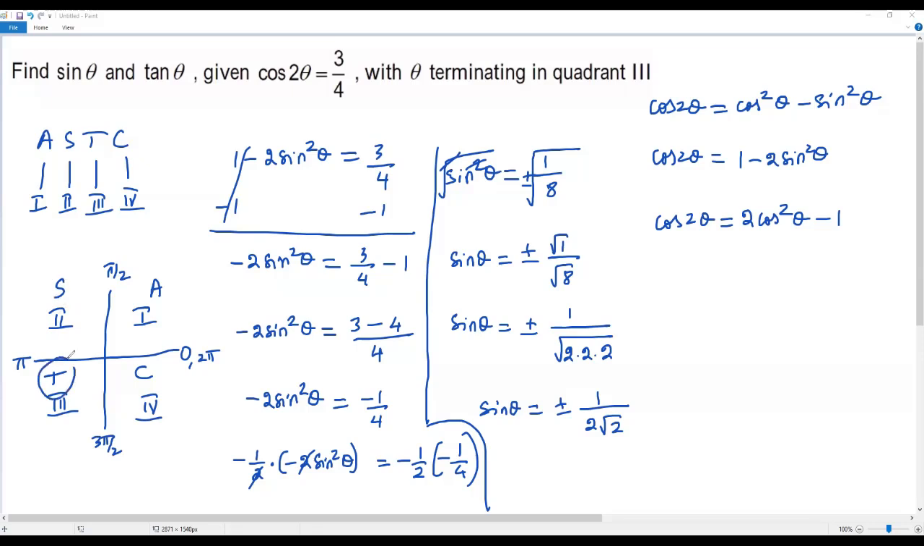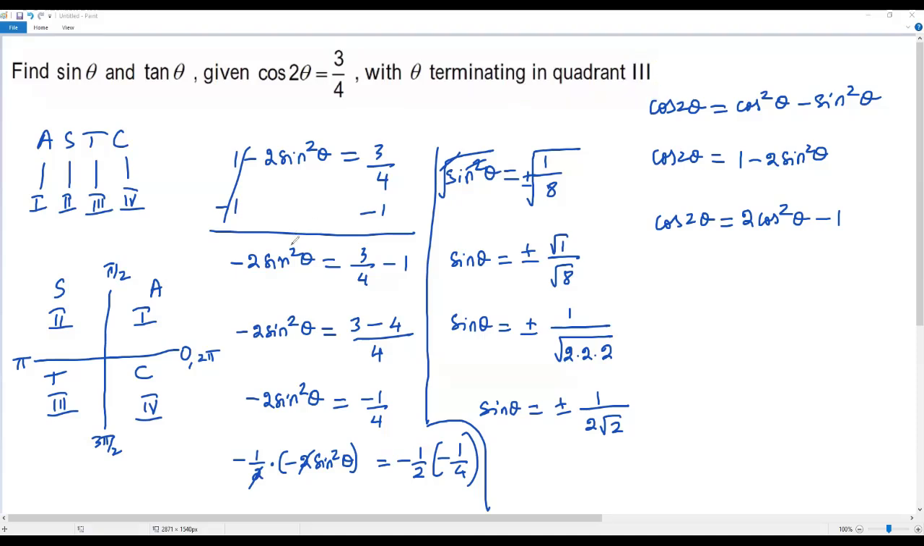For the third quadrant, we have T. T means tangent and its reciprocal cotangent. Only these two trigonometric ratios are positive in the third quadrant. The rest are negative. In the fourth quadrant, C. C means cosine and its reciprocal secant. Only these two trigonometric ratios are positive in the fourth quadrant. The rest are negative. Anyway, when we consider the point over here, theta terminating in quadrant 3.